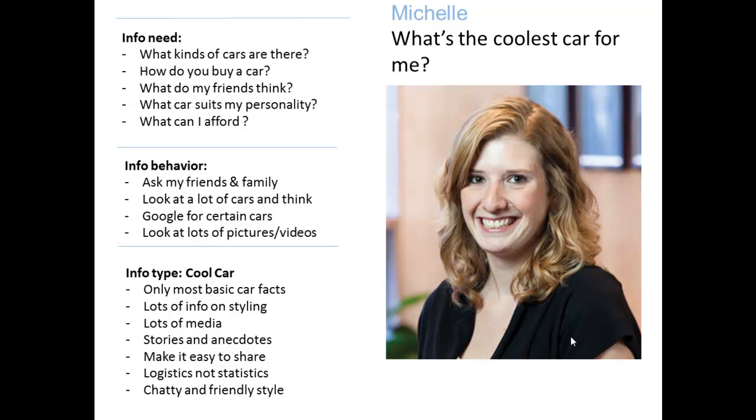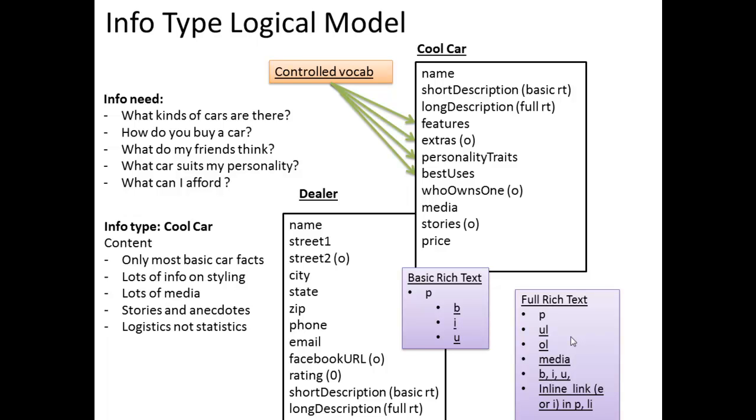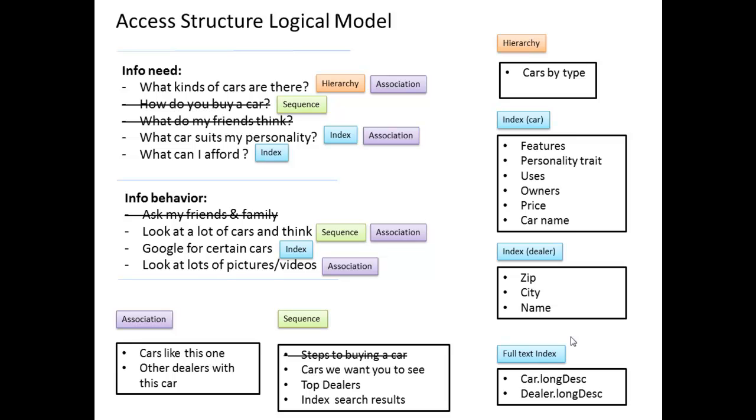So here's the info persona. Here's my info logical model. Remembering again that the two things that I started out here with are cars and dealers. And that my system is all going to be about cars and dealers. That the structure of the logical model derives directly from the structure of the info persona. So the info persona led directly to the info type logical model and also the access structure logical model.